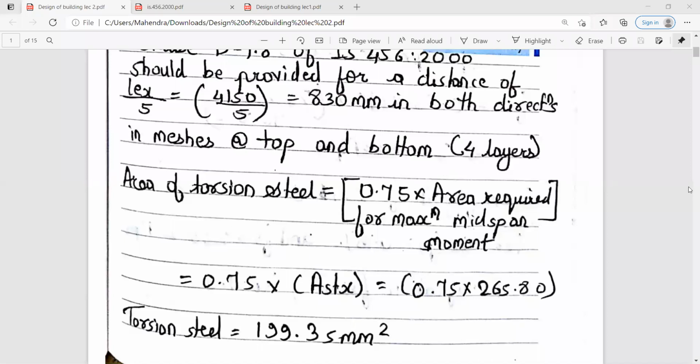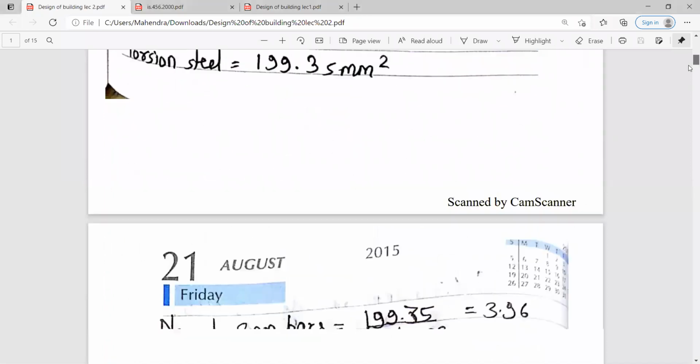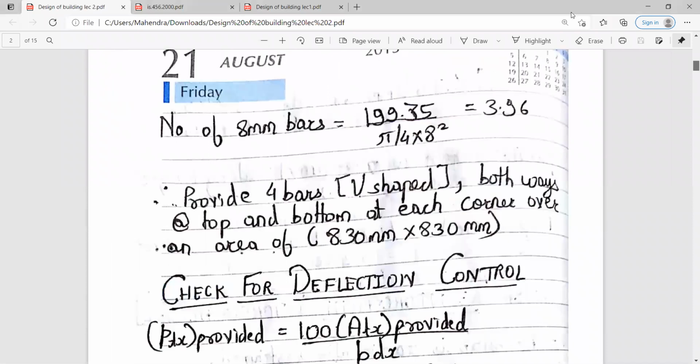So after calculating the area, you need to calculate the number of bars. So number of bars, how are you going to calculate? You are providing 8 millimeter diameter bar. So from that you can calculate the number of bars. So number of 8 millimeter bars is ASTX upon pi by 4 into d square. So already you had calculated the area of torsional steel. So area of torsional steel upon pi by 4 into d square, you will get the number of bars.